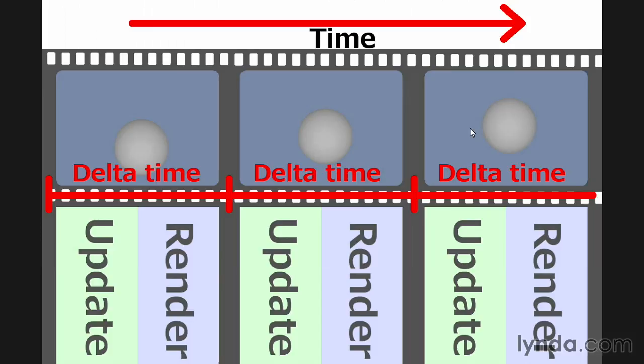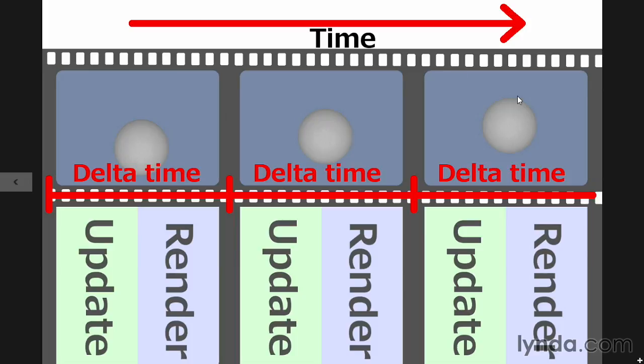Delta time is important for a number of reasons. For example, in the image we see here, we see 3 frames of a sphere moving up. The sphere has a speed, and that speed is distance over time. The delta time allows us to calculate the distance that sphere should move from one frame to the next.